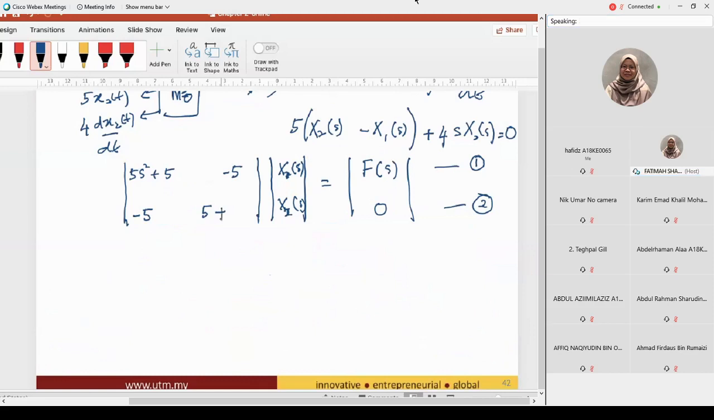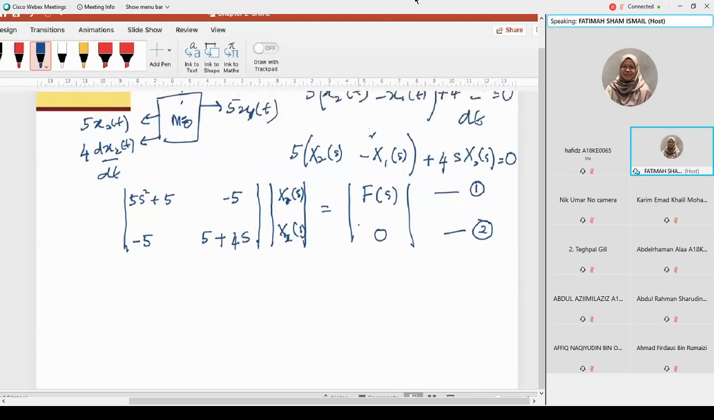The x1 coefficient is minus 5, and your x2 is 5 plus 4s. Follow this one, grouping all the x1 and x2. Meaning that if you multiply your matrix again, you can get equation 1 and equation 2.